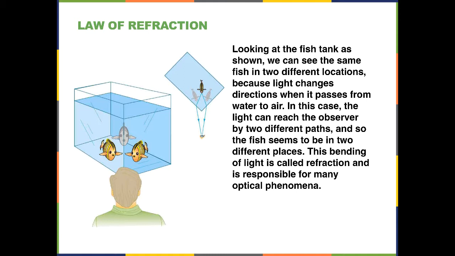Now, in addition to reflection, there's a phenomenon known as refraction. When you look at a fish tank, you can see that the fish are shown in different locations, and they seem to change direction when the light from the fish passes from the water to the air. In this case, the light can reach the observer by two different paths, and so the fish seem to be in two different places. This bending of the light, as more accurately shown right here, is called refraction and is responsible for many optical phenomena that we observe.